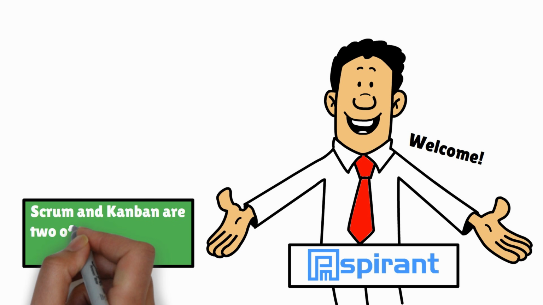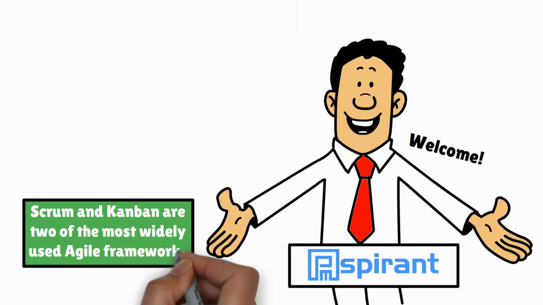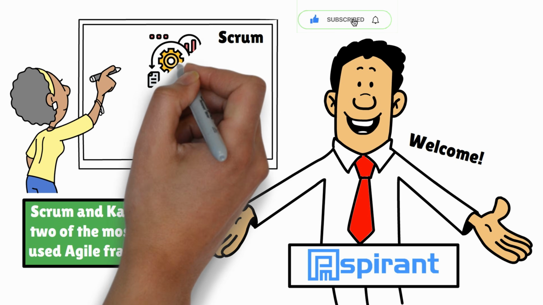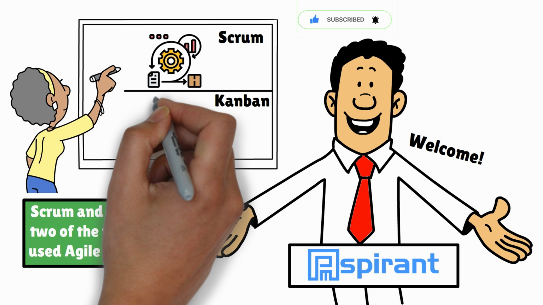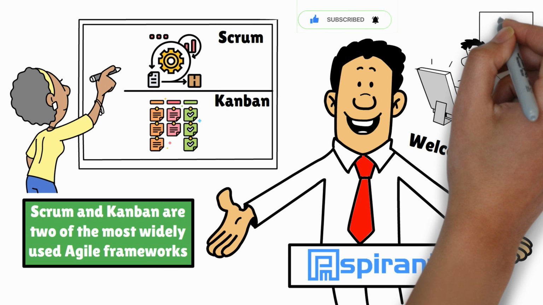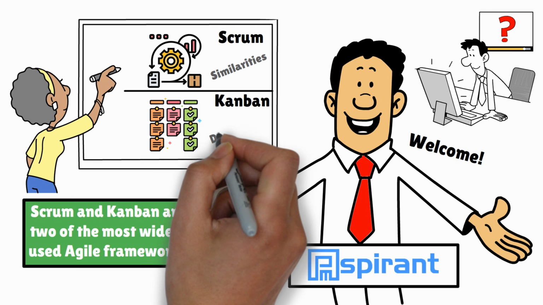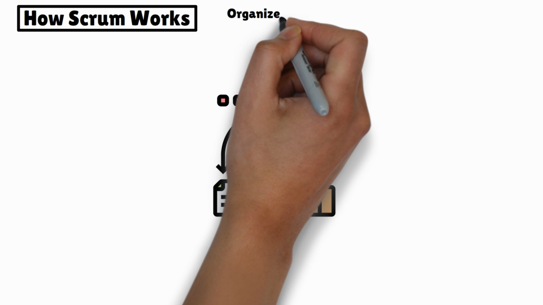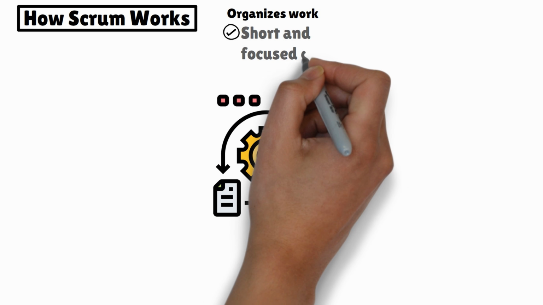Scrum and Kanban are two of the most widely used Agile frameworks, and while they share some common principles, they approach project management differently. In this video, we'll explore how each framework works and highlight their similarities and differences. Let's dive right in. Scrum is a structured framework that organizes work into short and focused cycles called sprints.